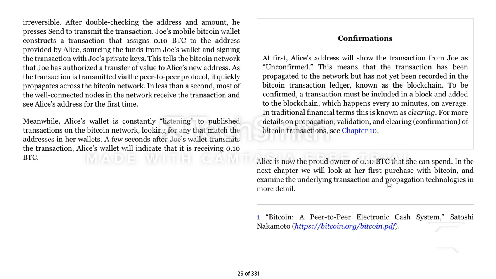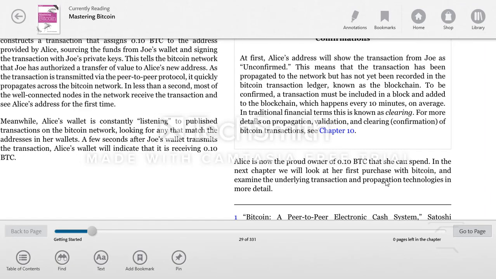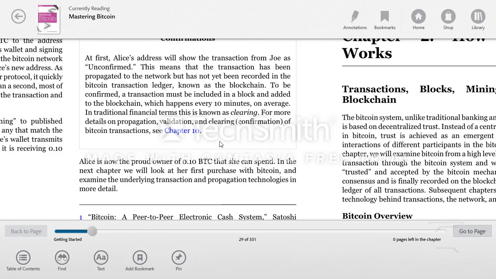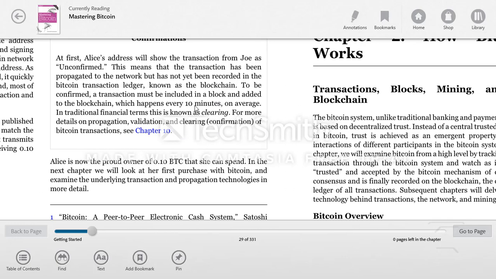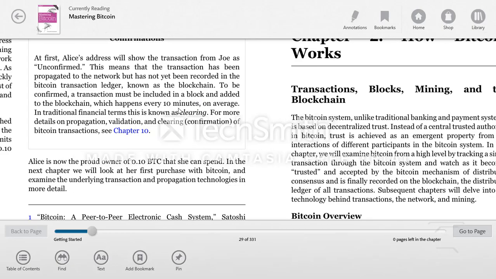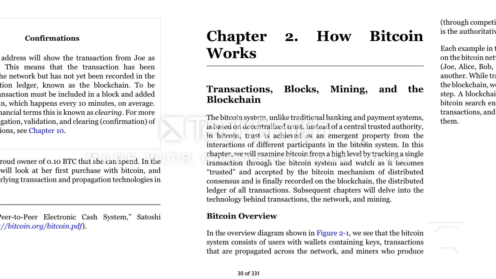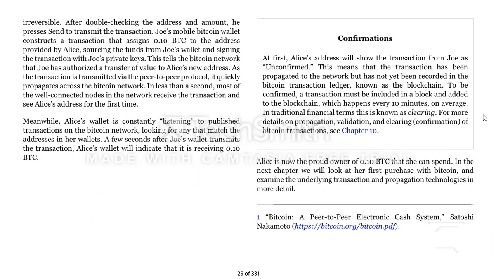Confirmations. At first, Alice's address will show the transaction from Joe as unconfirmed. This means that the transaction has been propagated to the network but has not yet been recorded in the Bitcoin transaction ledger, known as the blockchain. To be confirmed, a transaction must be included in a block and added to the blockchain, which happens every 10 minutes, on average. In traditional financial terms, this is known as clearing. For more details on propagation, validation, and clearing, confirmation, of Bitcoin transactions, see Chapter 10.